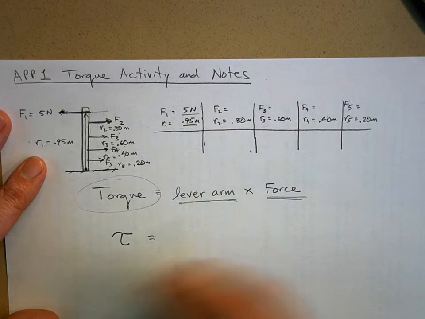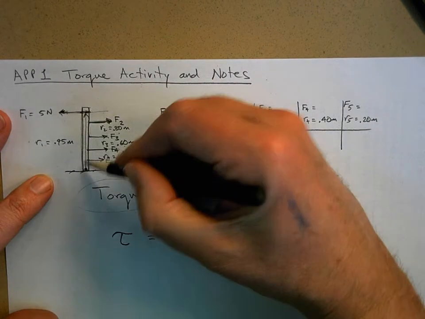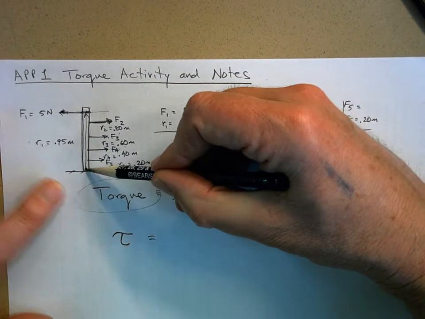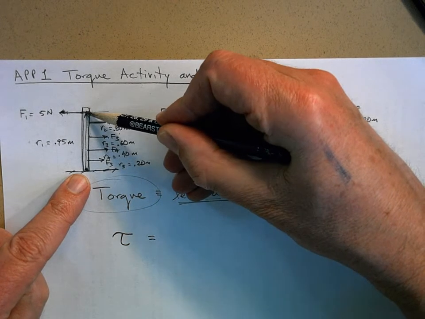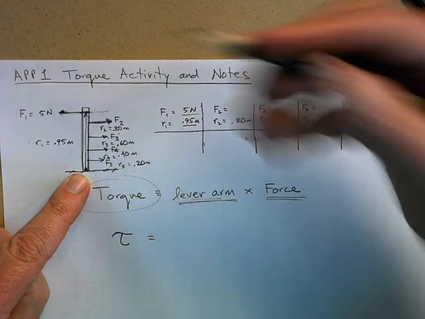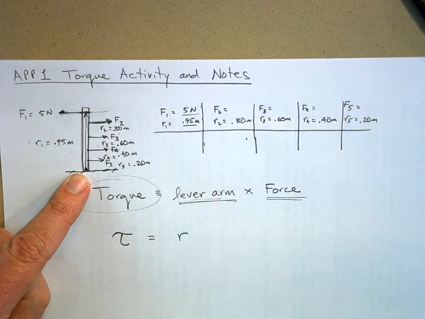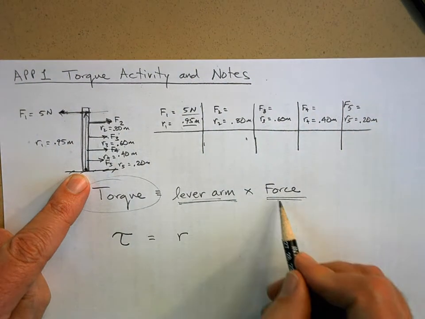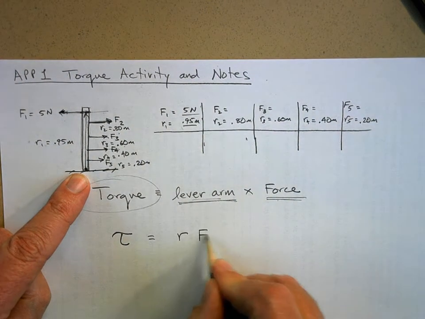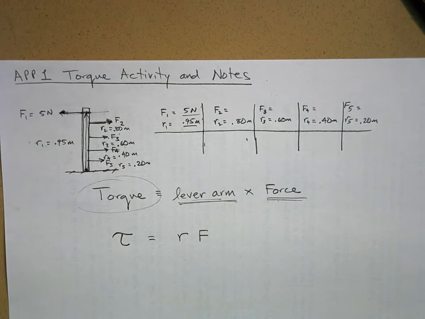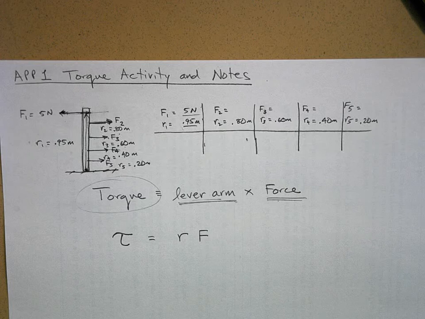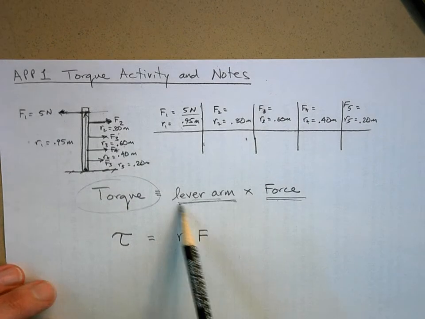And this is going to be, now lever arm, we're going to call it R. Now R is the distance from here up to where the force is applied. Okay, that's R. And then, of course, we use the letter F for force. Now, it makes sense to use the letter R for this.